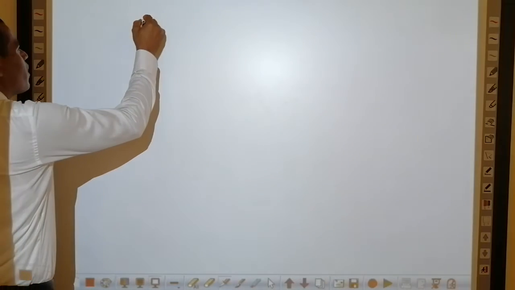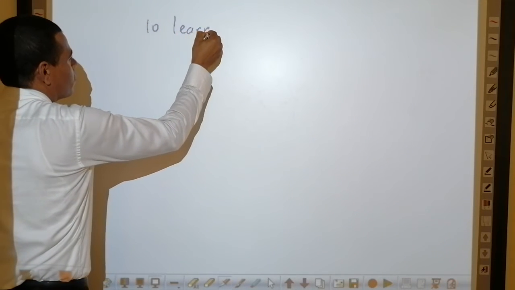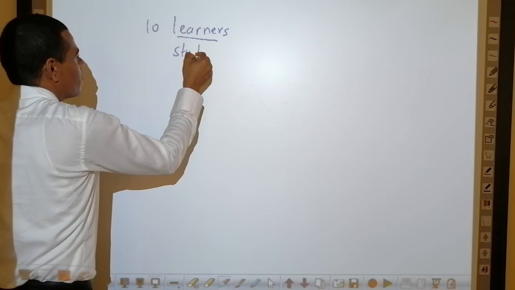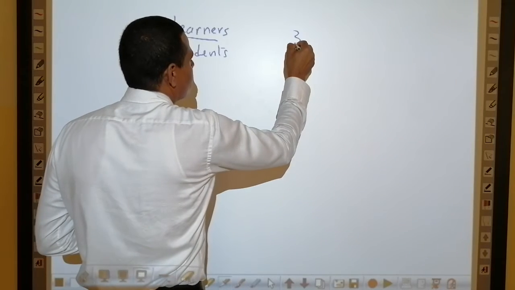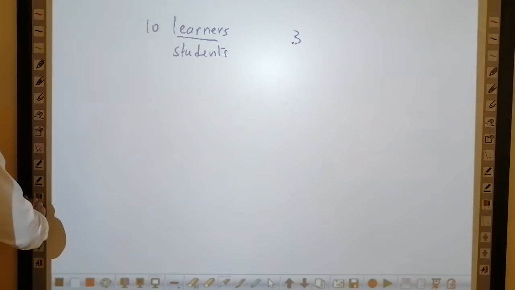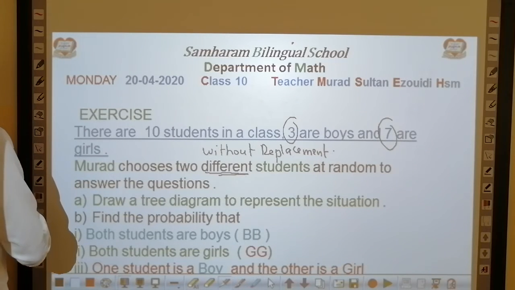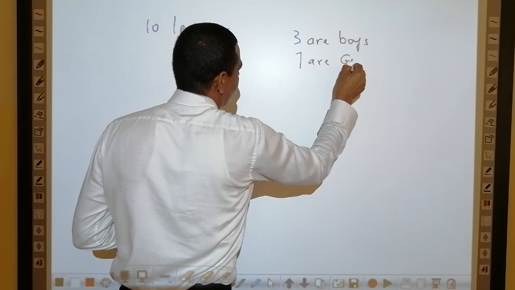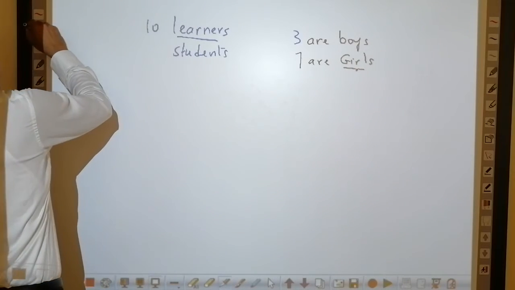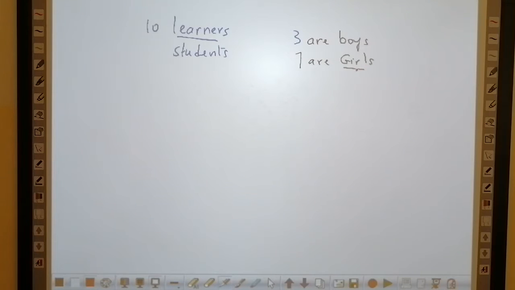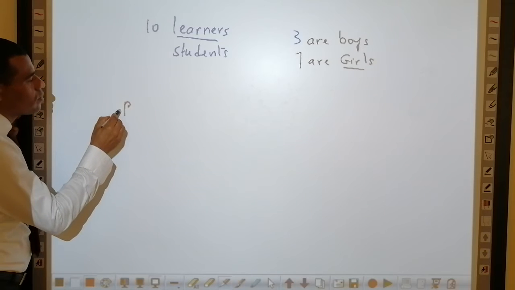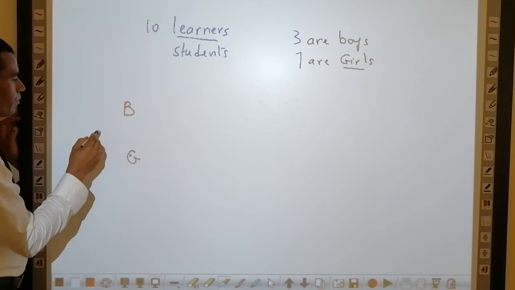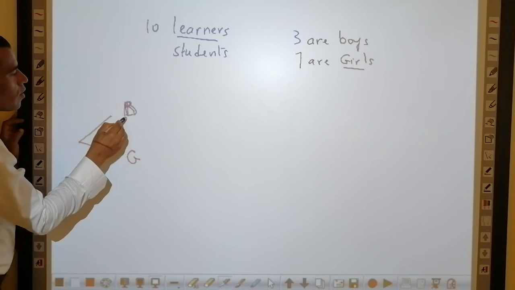The next part. We are told Murad chooses 1 student at random without replacement. So how many students? We have 10 students. 3 are boys, and 7 are girls. Now we'll try to draw our probability tree. This one is a boy, this one is a girl. And this one is a boy, and this one is a girl.